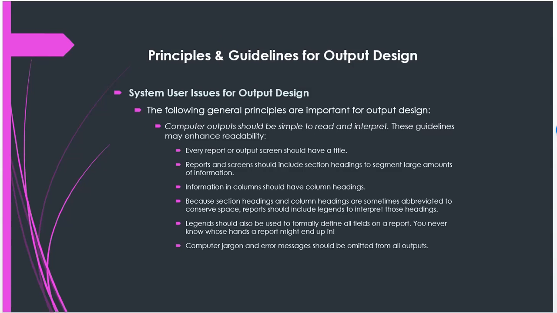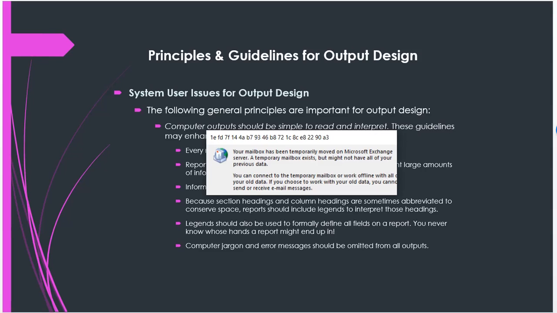But I think the most important thing is to remember these output guidelines. For example, every report or output screen should have a title. Legends should also be used formally to define all fields on a report. You never know whose hands the report might end up in. So that's basically speaking to clarity, to say whatever information you are inputting or whatever information you are relating, it has to be clear for whoever is going to get that information to know the meaning of that input.